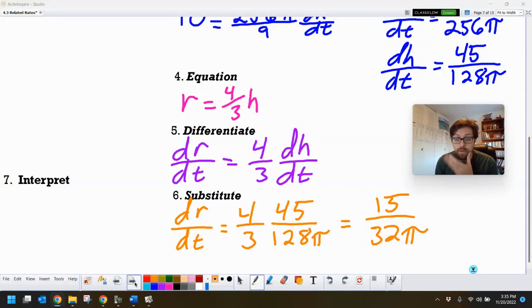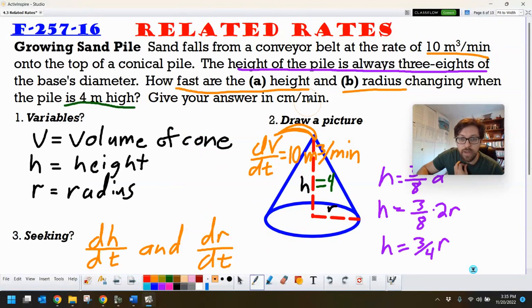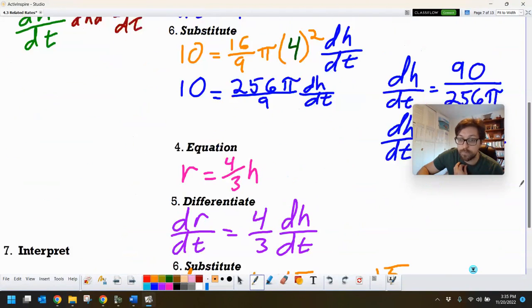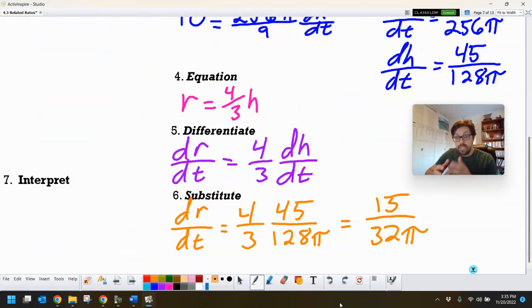Here's all that figured out, giving you a moment to write that down in your notes. Now, there's something funny about how they want us to interpret our answer for this. Going back to the original problem, they want us to give our answers in centimeters per minute. Now, everything we've done up to this point has been in meters. So this is telling us what the change is in meters per minute, because everything else has been meters per minute. So we need to multiply both of these by 100 in order to represent our final answer.